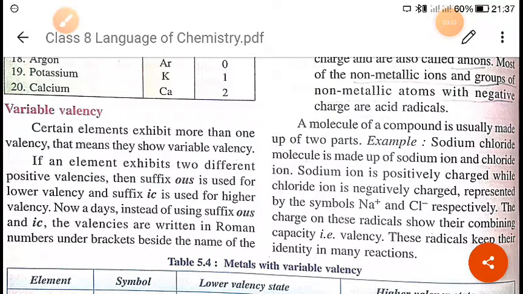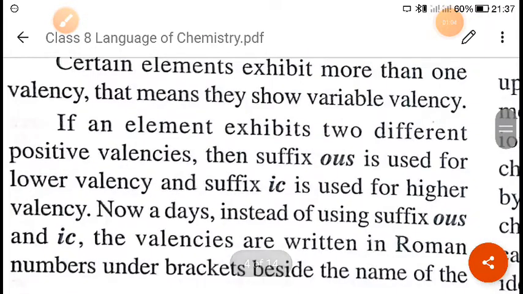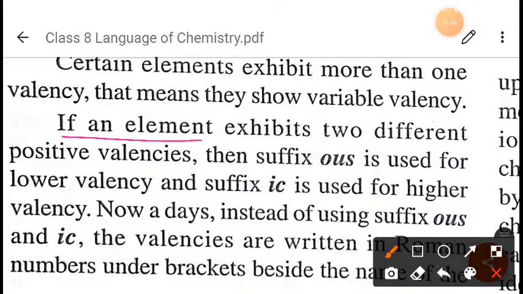That is why it is written here: variable valencies. Certain elements exhibit more than one valency, and this means variable valencies, right? Some examples are also given here. If an element exhibits two different positive valencies, then when we write its name we will add a suffix.